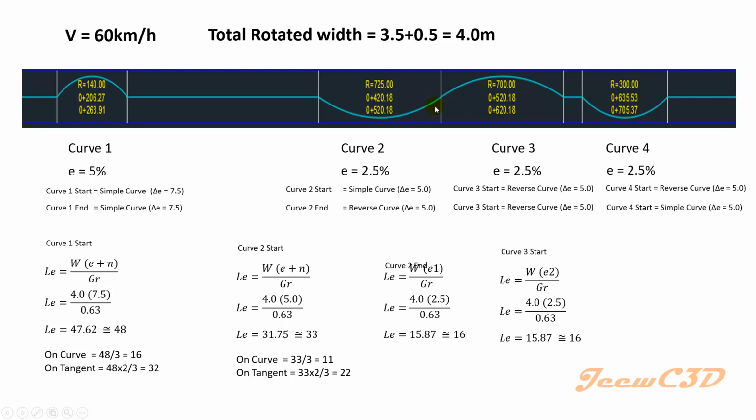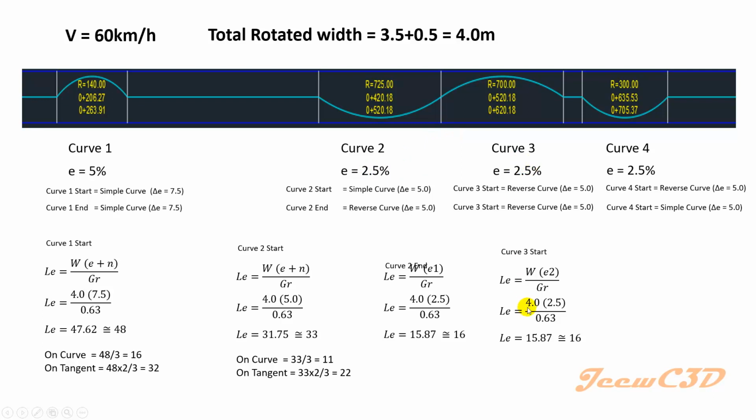On the other side, curve 3 start, that means this one, is also part of that reverse curve. So it is W E2 over GR. This E and this E are equal, so you have the same length here.